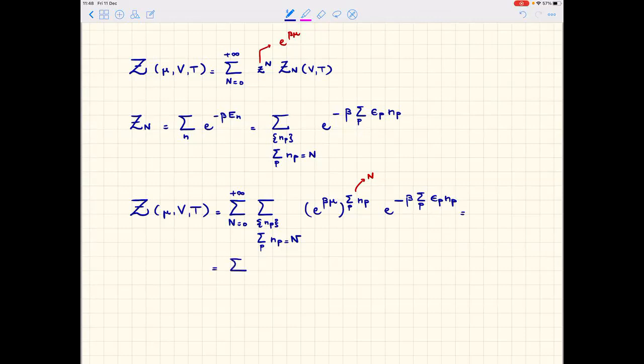Therefore, this is equal to the sum for n from 0 to plus infinity, sum over n_p, sum over p of n_p equal to n, of e to the minus beta sum over p of (epsilon_p minus mu) n_p.